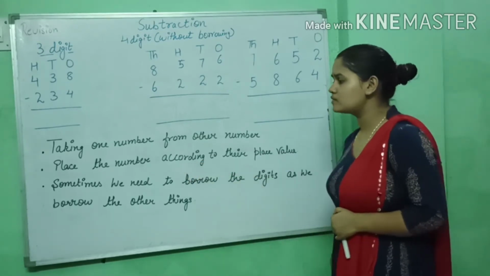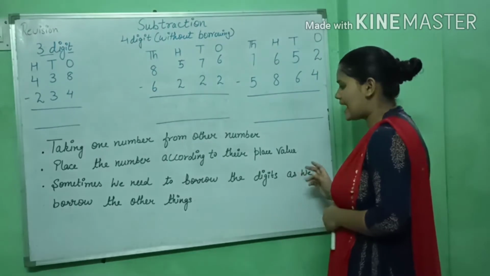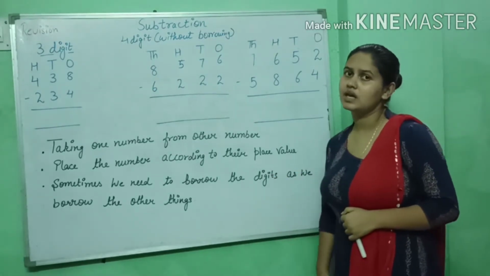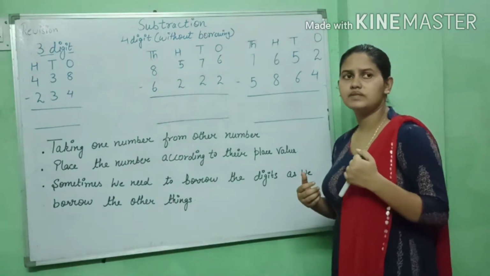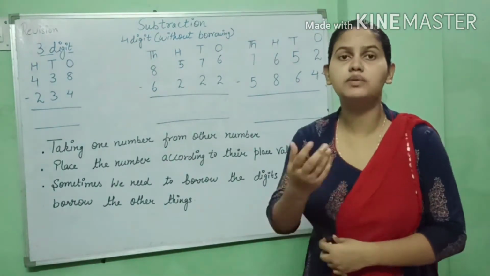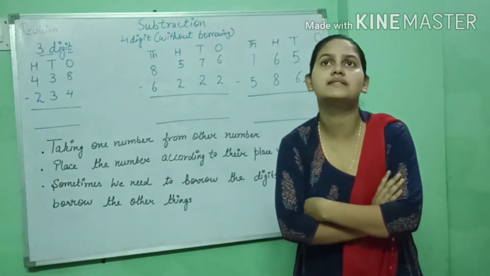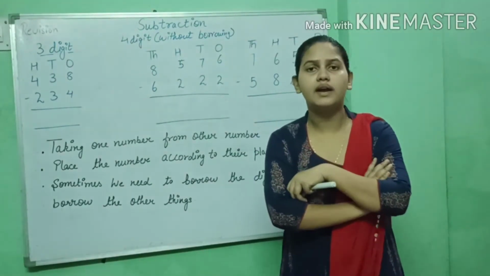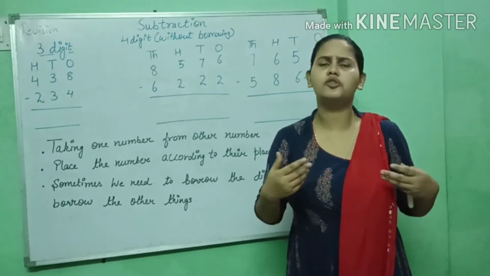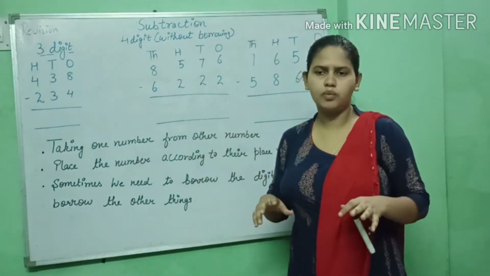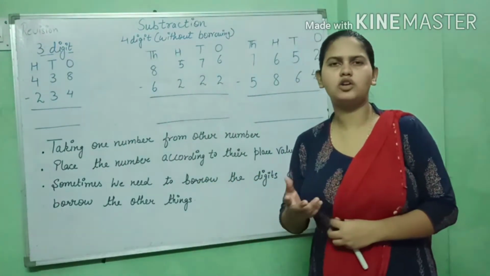Sometimes we need to borrow a digit, as we borrow other things, right? Sometimes we don't have enough things, and we need to borrow something from other people. If we don't have an eraser, we borrow from others. If we don't have something, we borrow from a brother, a sister, a mother. So borrowing is just a part of our life.